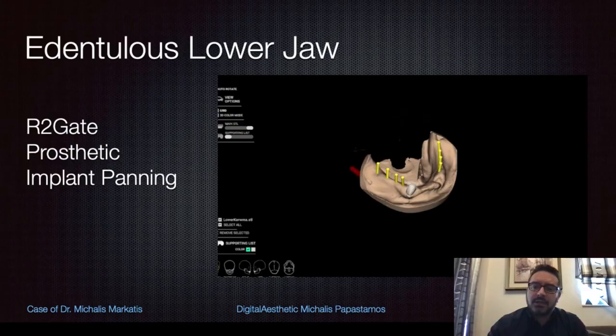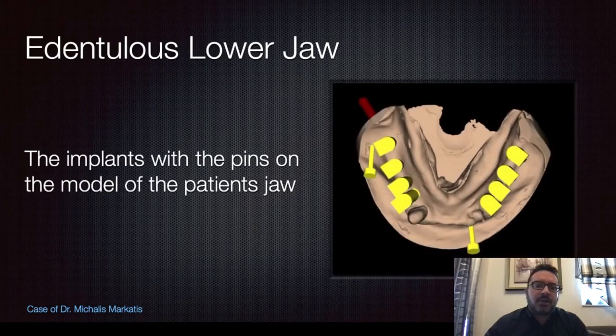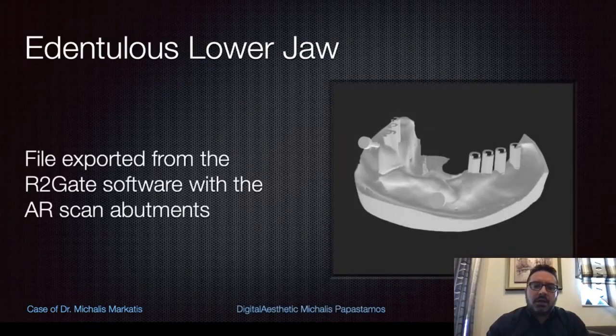After the digital planning, we have the confirmation file, which is this one, with the implants and the position that the dentist chose. And the fantastic thing of the R2Wear software is when you are exporting an STL file for the surgical guide, it also exports an STL file with the digital scan abutments. These are the ones that you can see on the right image.